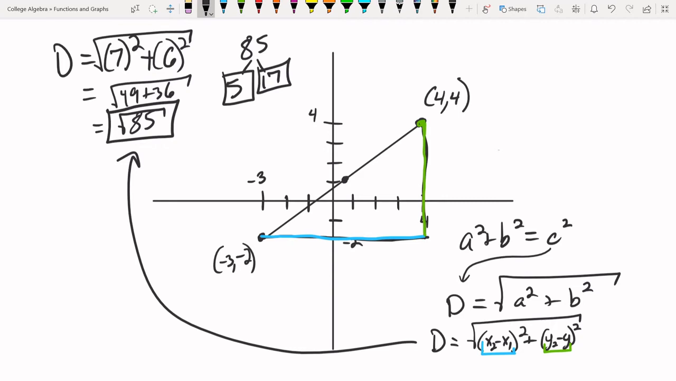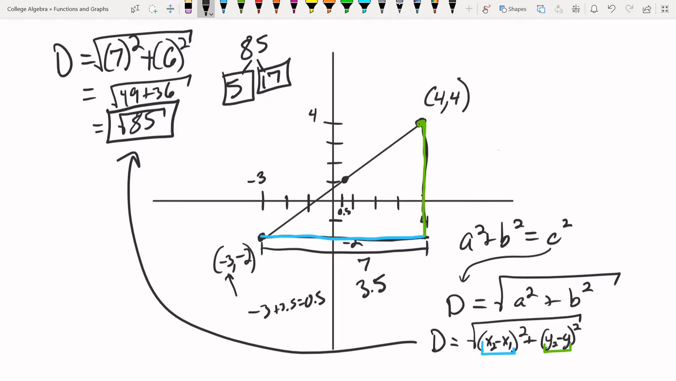Halfway up is going to be this whole thing, right? This whole distance here is 7. That's what we found. That means halfway up is going to be 3.5. So 3.5 up from -3, you just go -3 plus 3.5 gives you 0.5, which is right here on the x-axis.